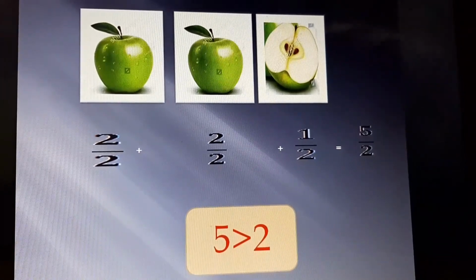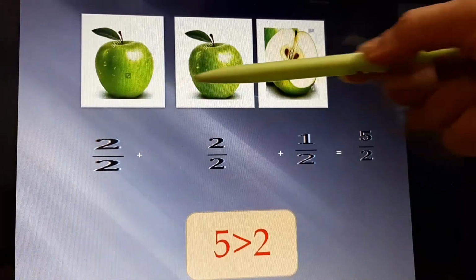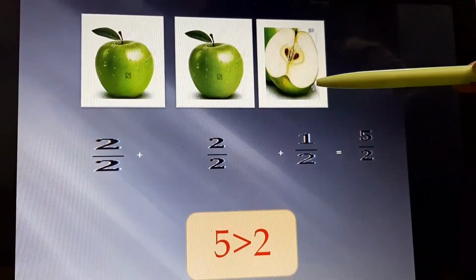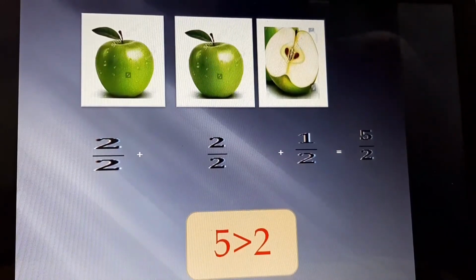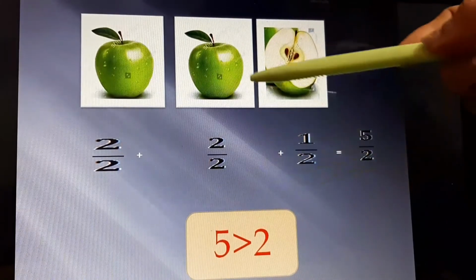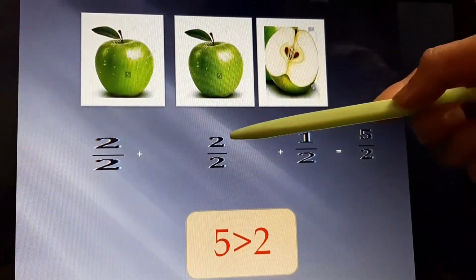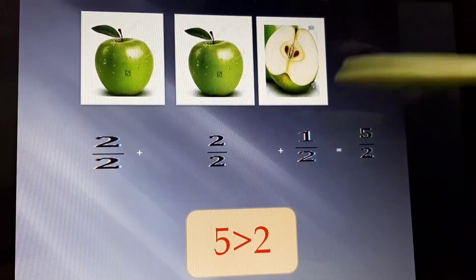Again 2 and half apples are taken. So this apple is divided into 2 equal parts and these 2 apples were also divided into 2 equal parts. So the fraction of this full apple is 2 by 2 and here also the fraction is 2 by 2 and the fraction of this half part is 1 by 2.